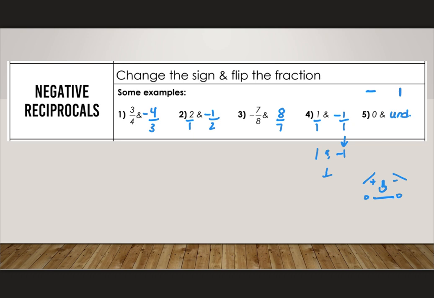So a slope of 0 and a slope of undefined are the negative reciprocals of each other. Because really, this is 0/1. And this would be 1/0, or -1/0. And you can't have a 0 in the bottom of a fraction. That's undefined. So that's how that comes. But this is a horizontal line, and this would be a vertical line.